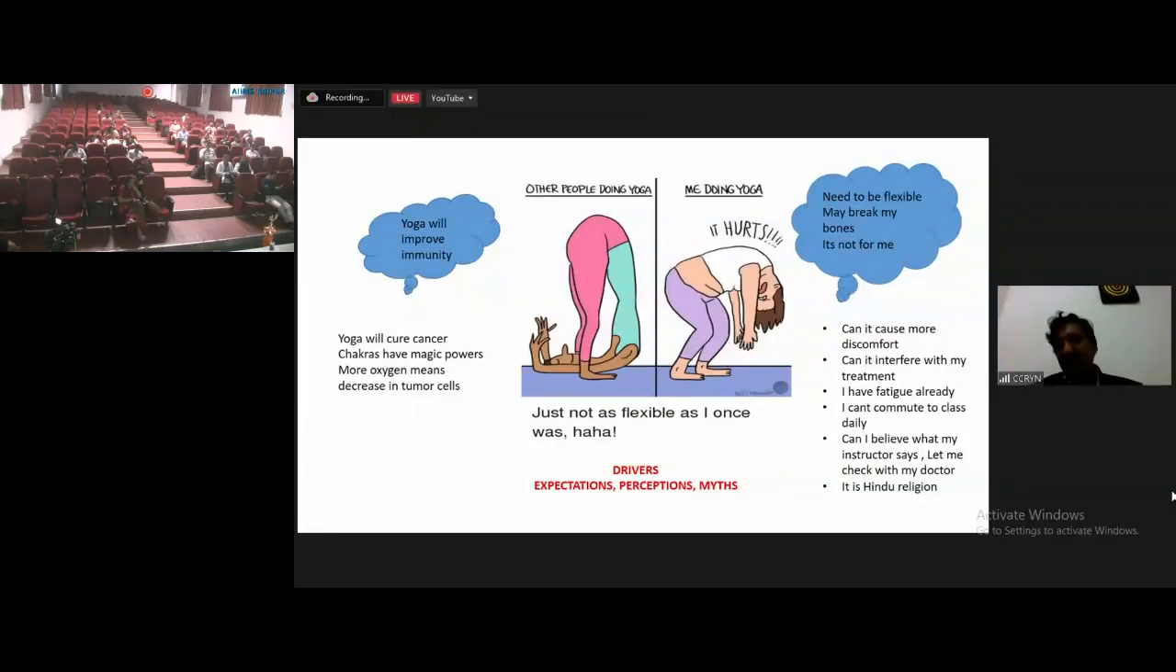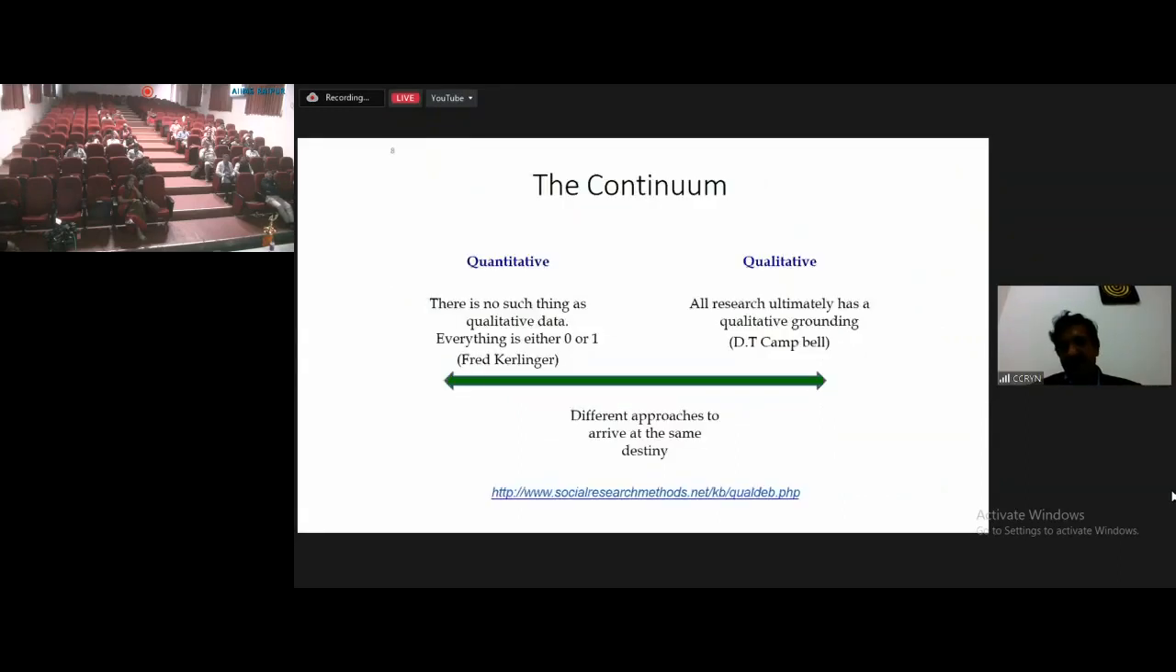These can only come by using qualitative research. This can be really ascertained by doing proper interviews in the clinic or inside the yoga department or yoga care clinic, whatever it is. If you look at the continuum here, we have quantitative data and qualitative data. Initially, scientists earlier were saying there's no such thing as qualitative data. Everything is 0 or 1. It means it's a form of measurement.